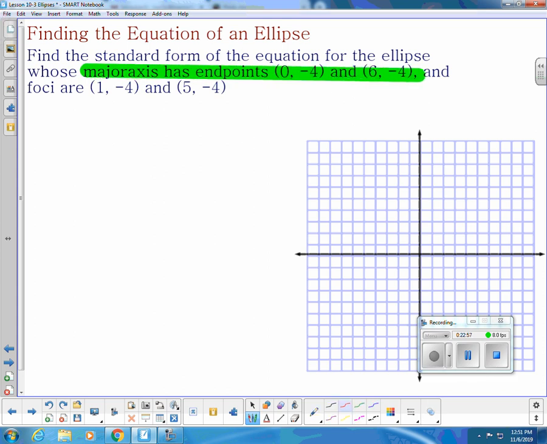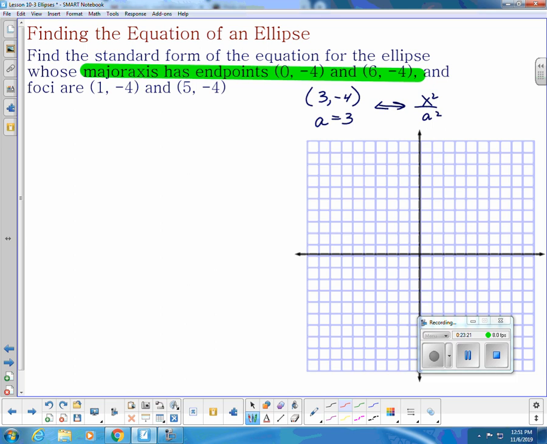Okay, major axis. Let's do it together. What's our center? 0 plus 6 divided by 2. 3. Okay, major axis. What's our a value? From 3 to 6 is 3. And we are going this way, right? So x squared is over the a squared.